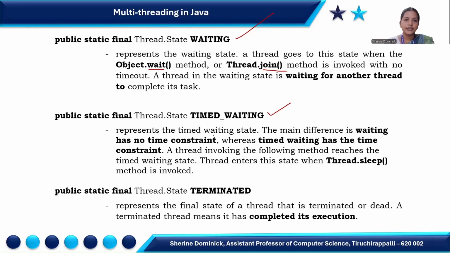The next state that we can reach is timed waiting. Here the waiting has no time constraint, as in the previous waiting state. In timed waiting, we have a limit or a period for which the thread is made to sleep or wait. Once this time is out, that is, if we reach the timeout period, the thread will automatically get into the run state. If we get the thread state as terminated, it means the thread has completed its execution. Once it reaches this state, the thread is going to quit.